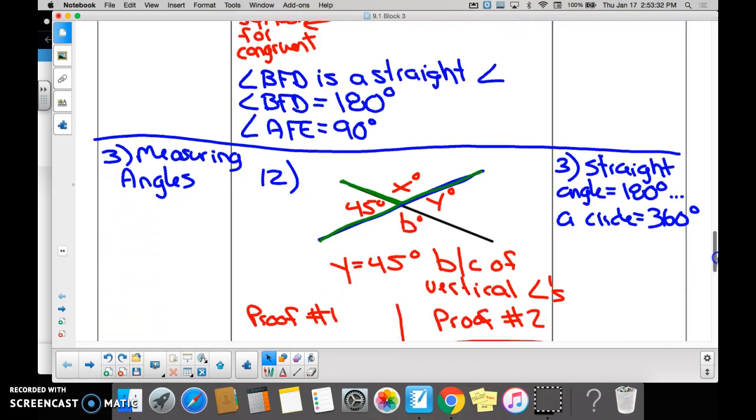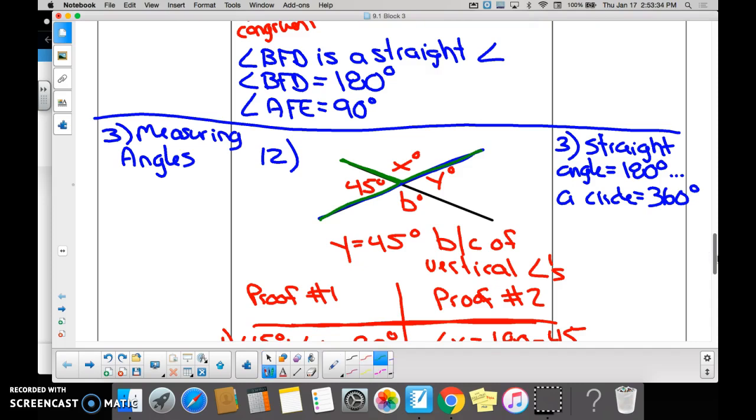Measuring angles. What I told you was that this angle right here was 45 degrees. You automatically know that this angle is what? 45 degrees. Because of why? Congruent. They're congruent, but why are they congruent? They're vertical, right? Because they're formed by two lines that intersect.